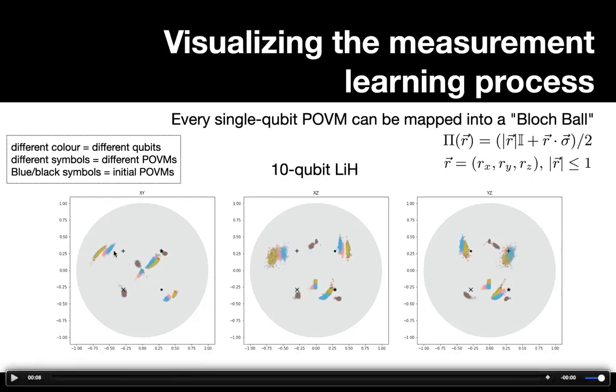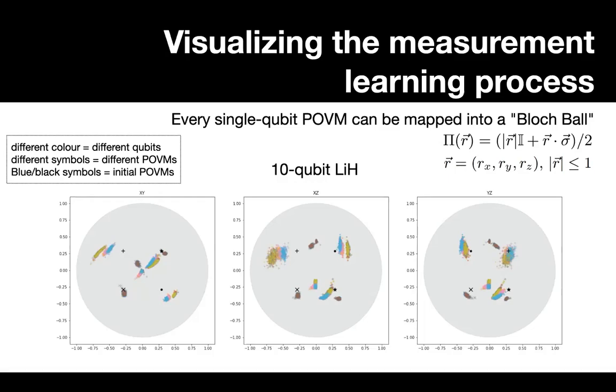These are of course obtained by making many runs, but you see that there is consistency in the direction towards which each of the POVMs is optimized, okay? And the different colors, as I said, are different qubits. So they end up being different, of course, from the initial one.